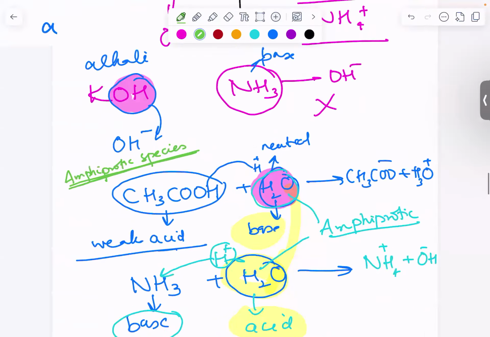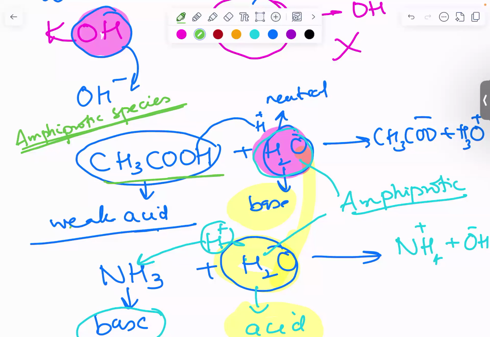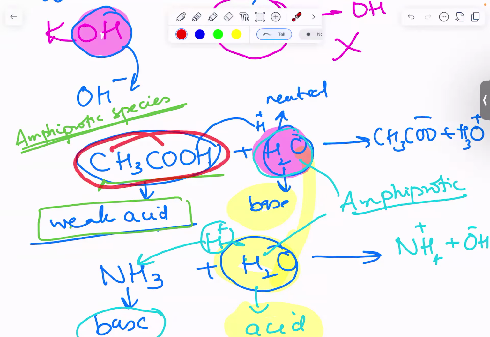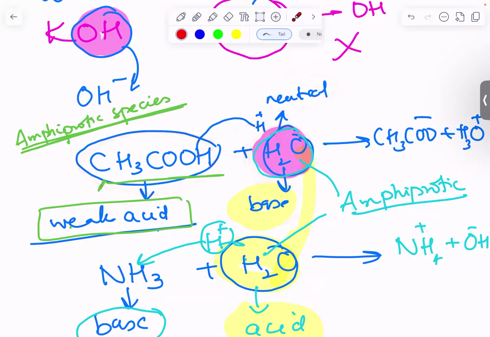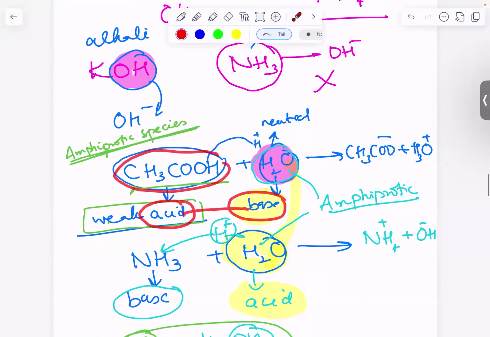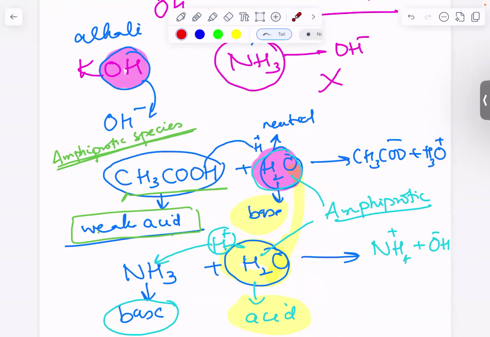Now have a look, this is a weak acid. We need to remember that HCl, H2SO4, HNO3 are strong acids, and acetic acid or ethanoic acid, this one, is the weak acid. Now, if I react a weak acid with water, water acts as a base. It's neutral, but when you react it with the weak acid, water will act as a base. Because ethanoic acid is an acid, it gives a hydrogen ion, and that H positive will be accepted by water to change into H3O positive.